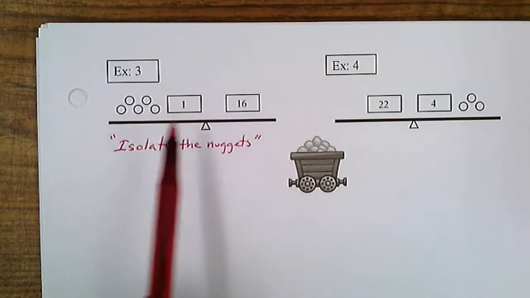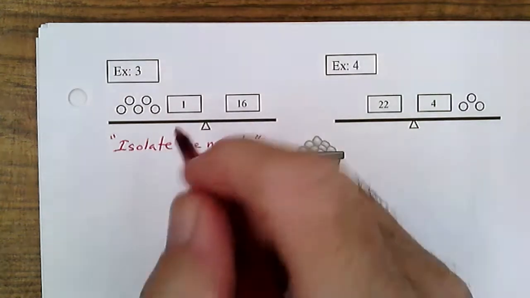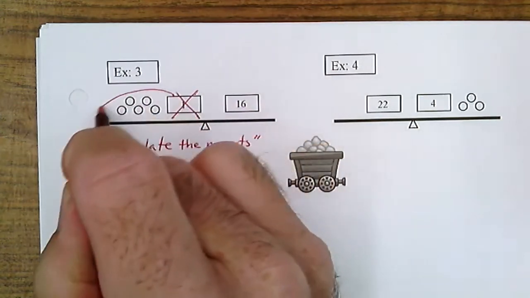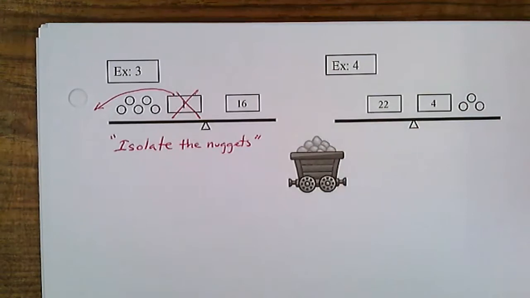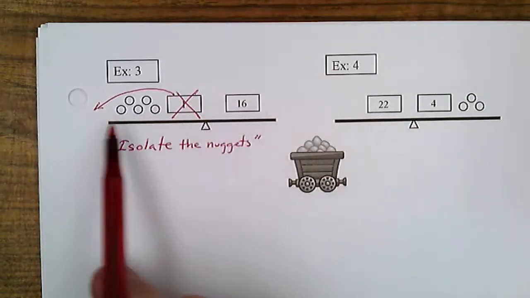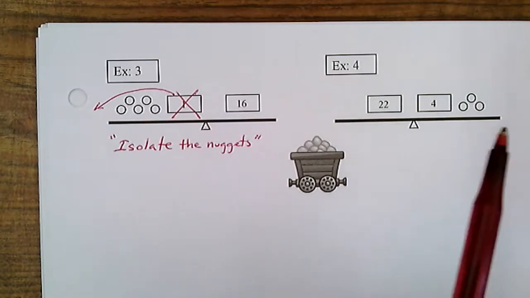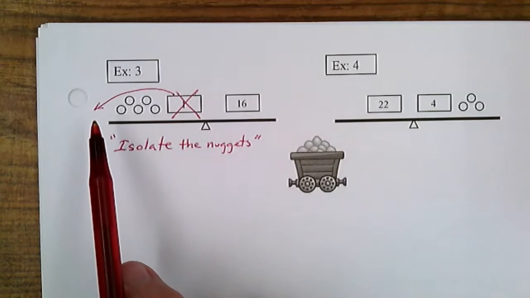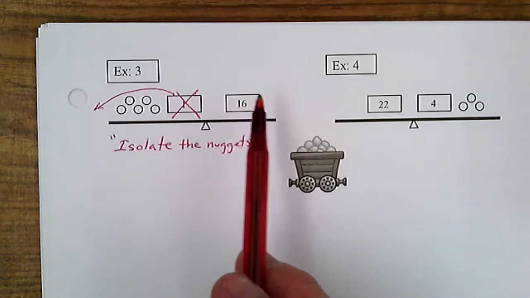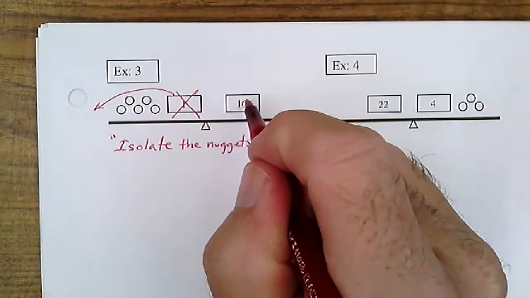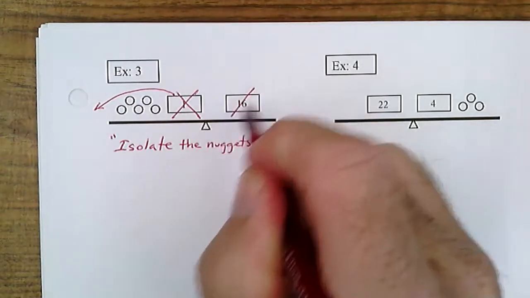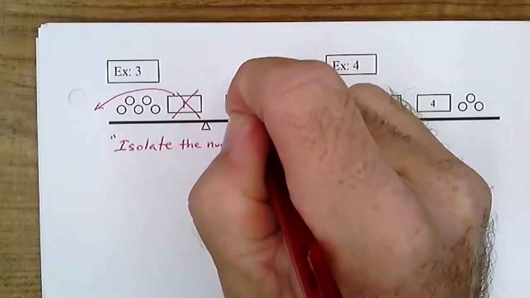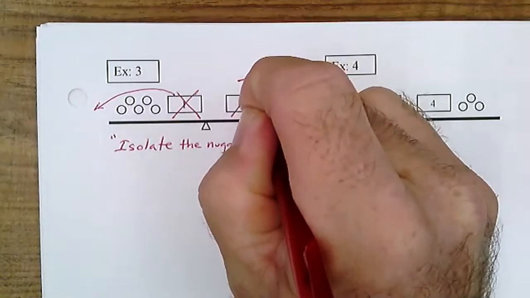But I need to keep the balance scale balanced. So if I take this 1 pound off, so it's gone, then now all of a sudden the scale is no longer balanced. So what do I need to do if I'm taking 1 pound off of the left side? Okay, you got it. I need to take 1 pound off of this side. So I'm not going to completely cross it out. I'm not getting rid of all 16. I'm just taking 1 pound off. So I'm going to do -1.